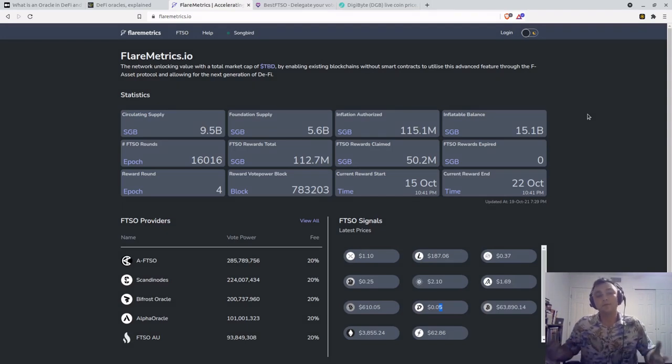This is where signal providers come in. We can delegate our votes to those signal providers. They submit price feeds, earn rewards, and distribute a portion of those rewards back to those who delegated.